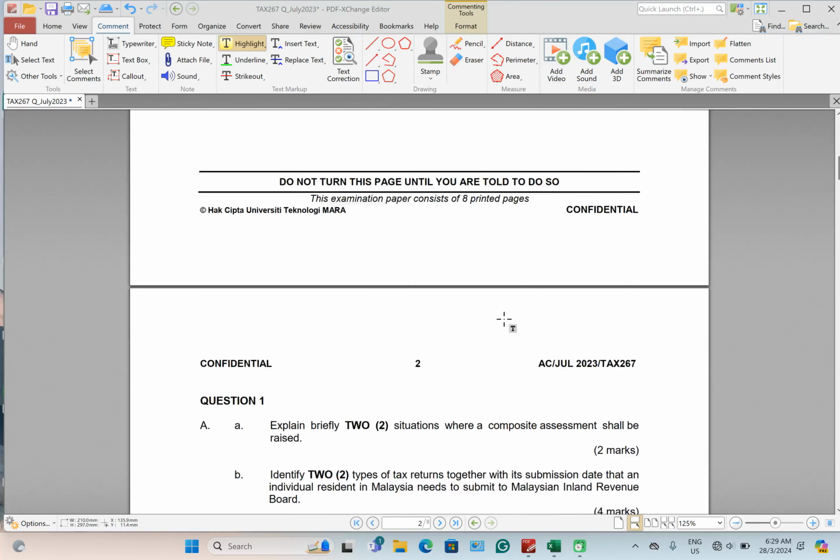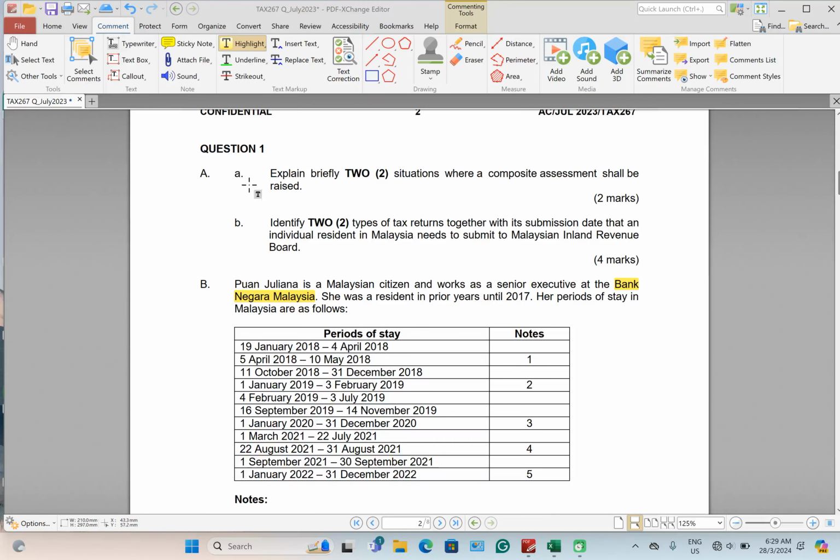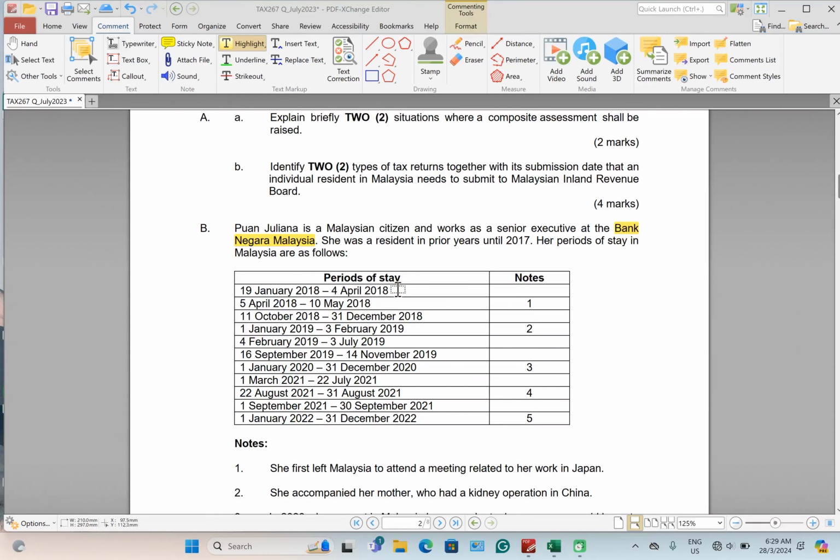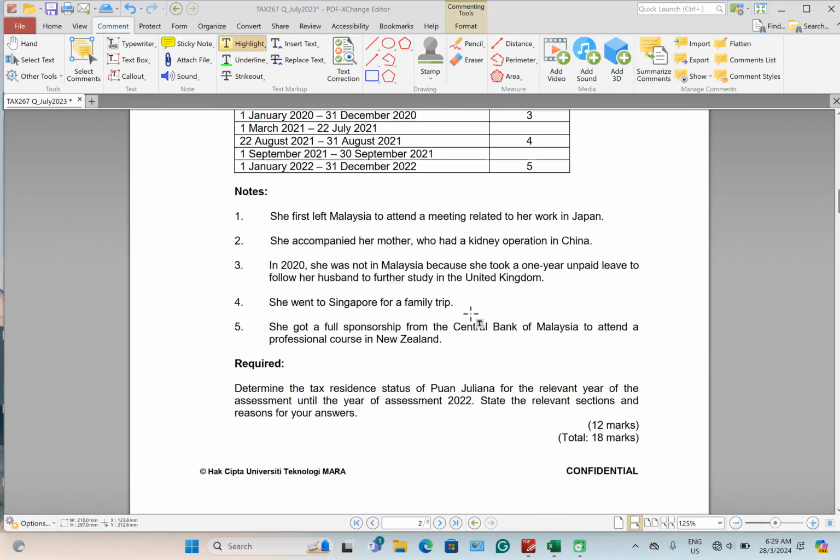Okay, let's take a look at question number 1B. Before that, as usual, read the required. Determine the tax resident status of Puan Juliana for the relevant years of assessment until YA 2022. So meaning to say your answer stops at 2022. State the relevant sections and reason for your answer. This one is standard format, everyone.